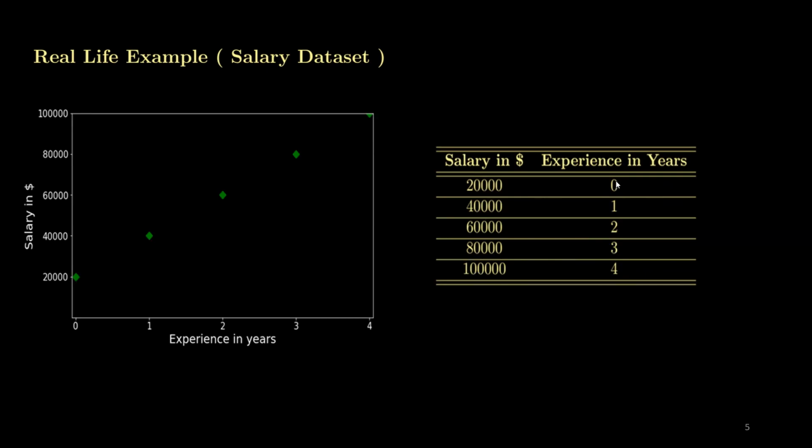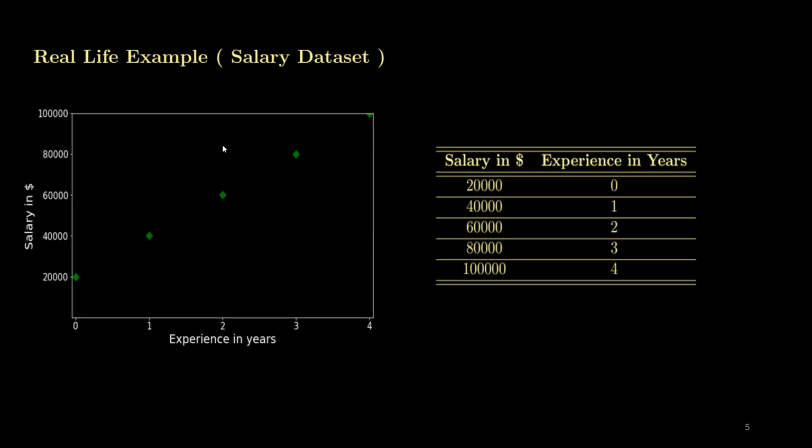So we can see that when experience is 0, the salary in dollars is 20,000. So we can see here, when experience is 0, the salary is 20. When experience is 1, the salary is 40. When experience is 2, the salary is 60, and so on. So these are the scatter points, and this is called the scatter plot of this data set, where we have plotted salary against the experience. That is, we have plotted dependent quantity against the independent quantity.